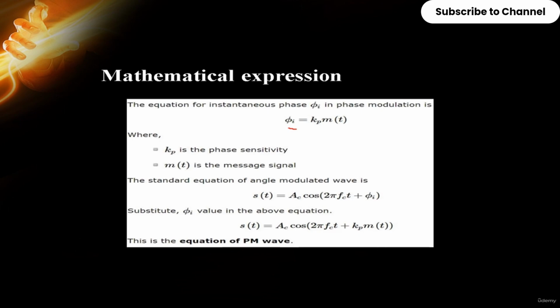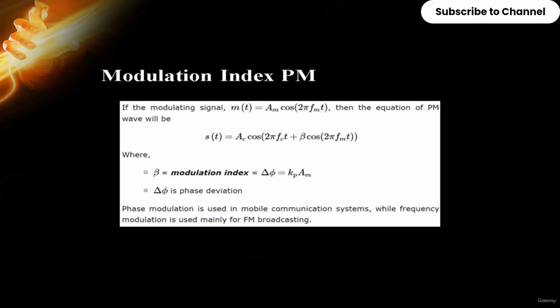Here kp is the phase sensitivity and m(t) is the given message signal. The angle modulated wave is derived with the formula Ac cos(2 pi fc t + psi i). If we substitute psi i, that is kp m(t), this gives the phase modulation. Then the modulation index is given by the formula del psi, that is kp dot Am.